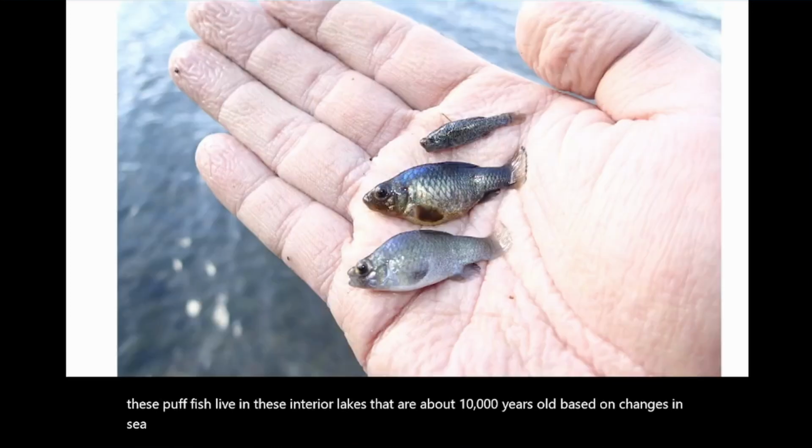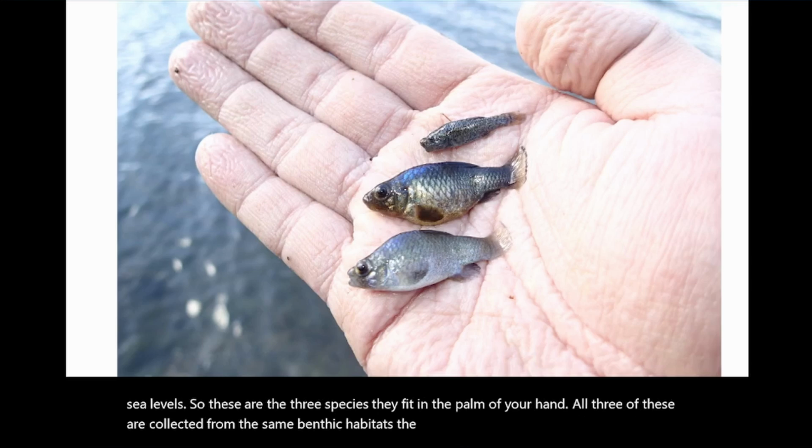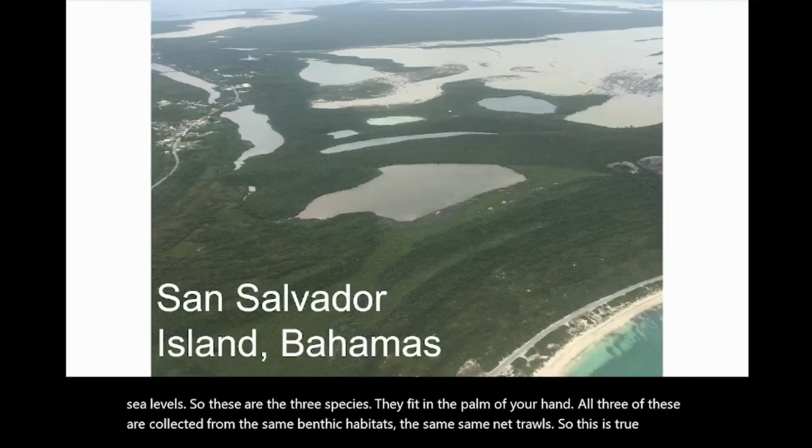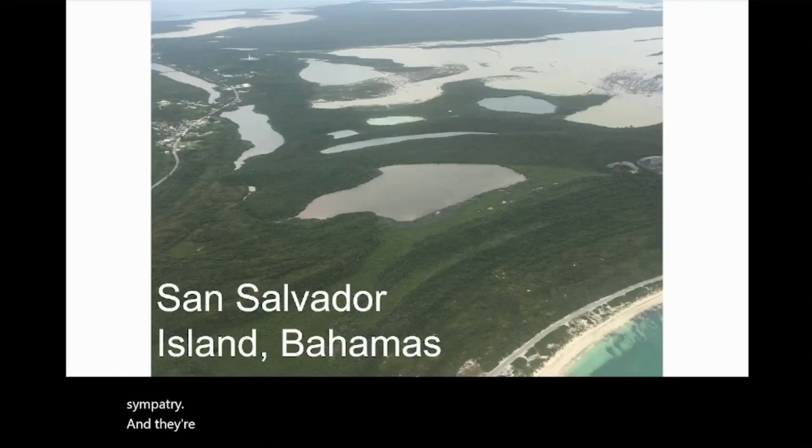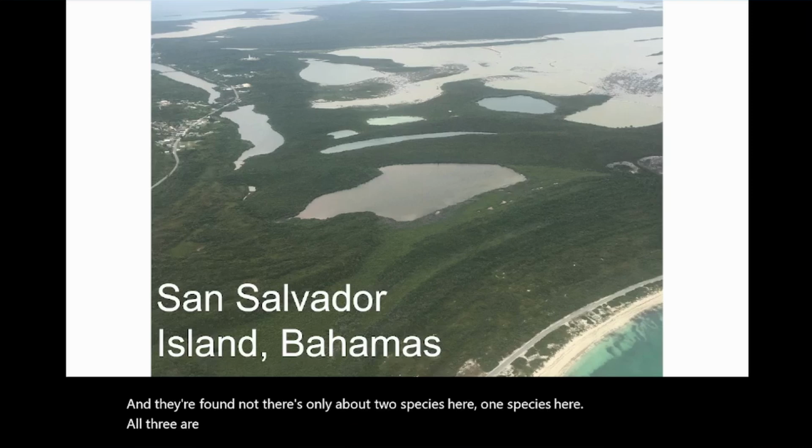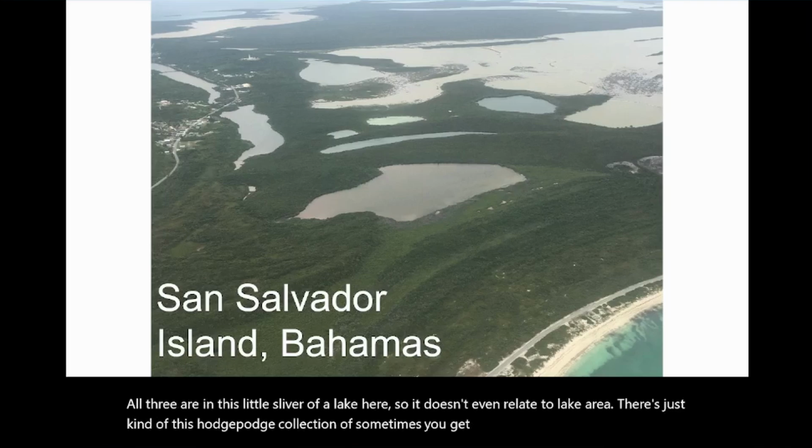So these are the 3 species. They fit in the palm of your hand. All 3 of these are collected from the same benthic habitats, the same net trawls. So this is true sympatry. There's only about 2 species here, 1 species here. All 3 are in this little sliver of a lake here. So it doesn't even relate to lake area. There's just kind of this hodgepodge collection of sometimes you get lakes that can support all 3.